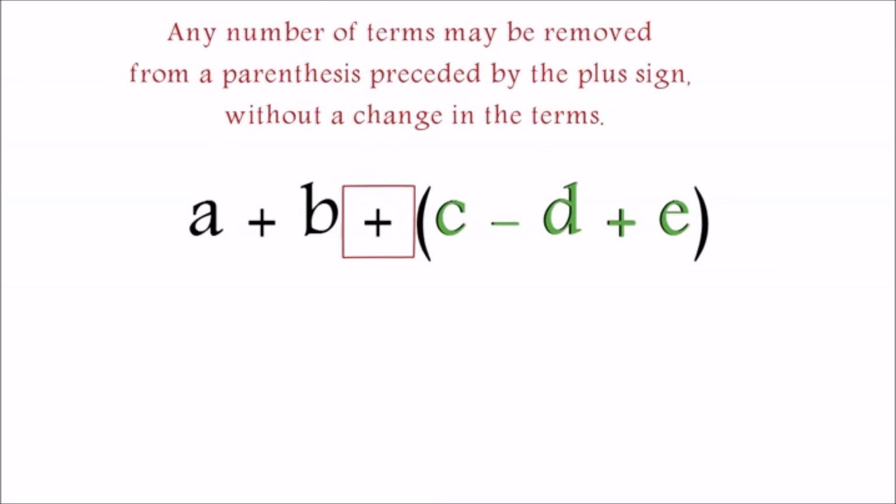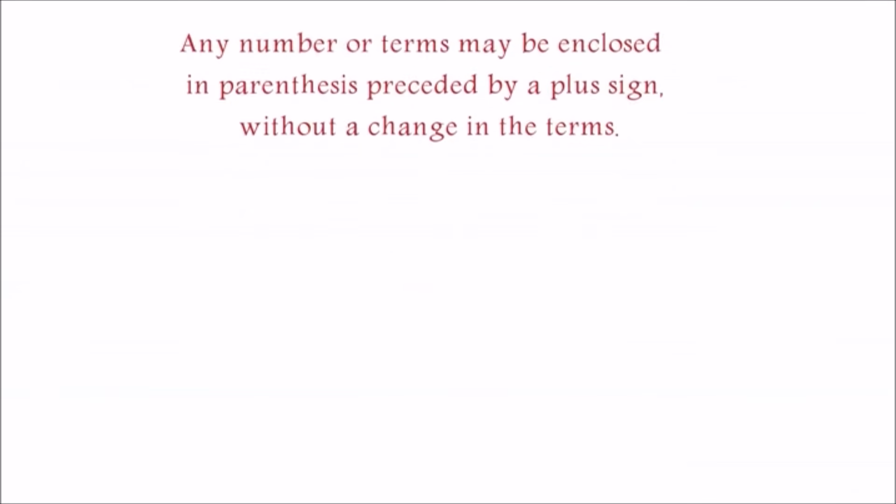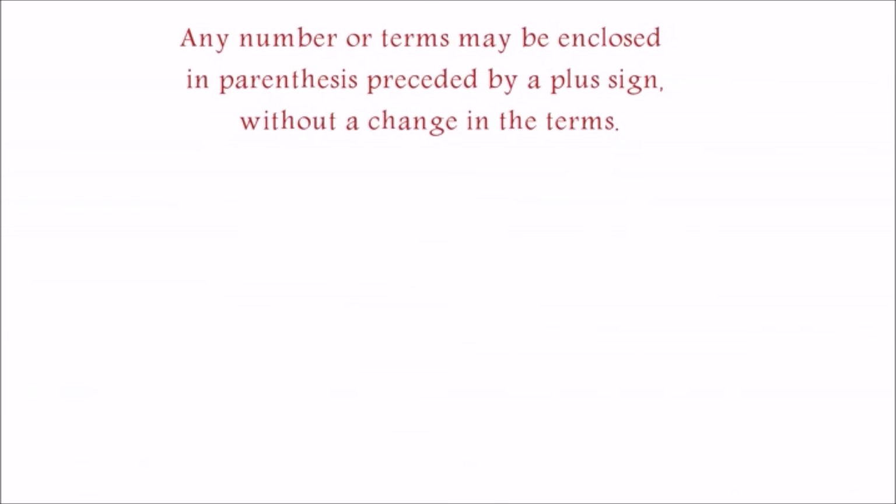This is because the parenthesis is preceded by a plus sign, so we still get a plus b plus c minus d plus e. Any number of terms may be enclosed in parentheses preceded by a plus sign without any change in the terms.